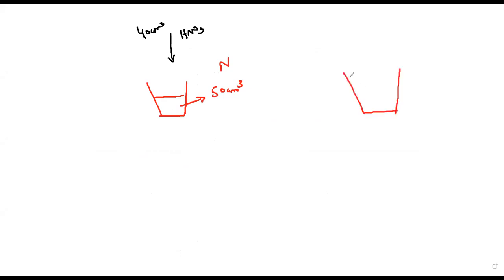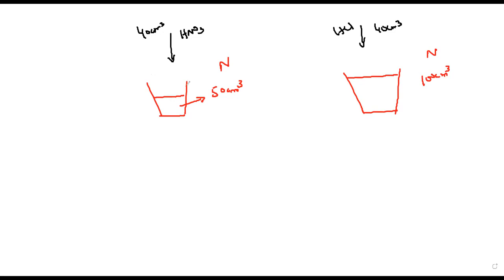In the first experiment, in a polystyrene cup, we took 50 cm cube of solution N, and from a burette we added nitric acid. How much nitric acid was added? 40 cm cube of nitric acid was added. Now the second experiment, we took 100 cm cube of N, and we are adding the same amount of nitric acid, 40 cm cube.